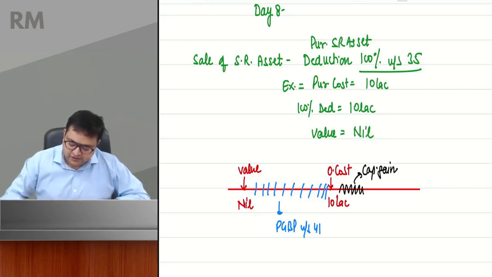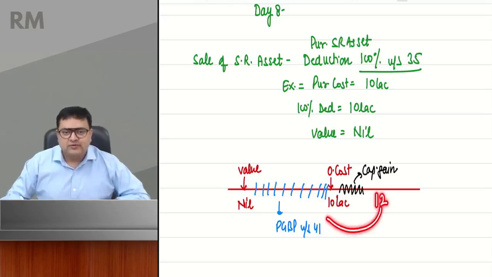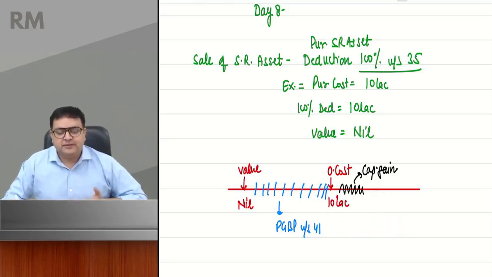So if you sell it for 12 lakh, then 12 minus 10, 2 lakh would be your capital gain. Then it also depends, because you know that in capital gain, indexation is there pre-budget. Post-budget, there is no indexation. If you are selling it post-budget, simply 12 minus 10 you can do. 2 lakh is a capital gain without indexation.